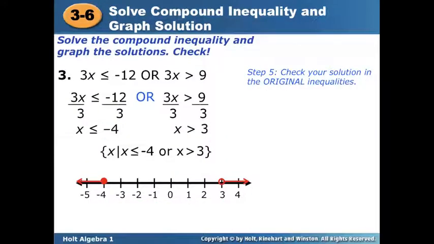So now for our check. We have 2 areas of the graph shaded, so we will need to check both areas of the graph. Always be especially careful when checking an OR. Whichever area of the graph the shading came from is where you need to check it in your problem. So this shaded region came from the 3x is less than or equal to -12. So check a solution from that area of the problem. When we work it out, we get -15 is less than or equal to -12. So that portion of the graph is correct.